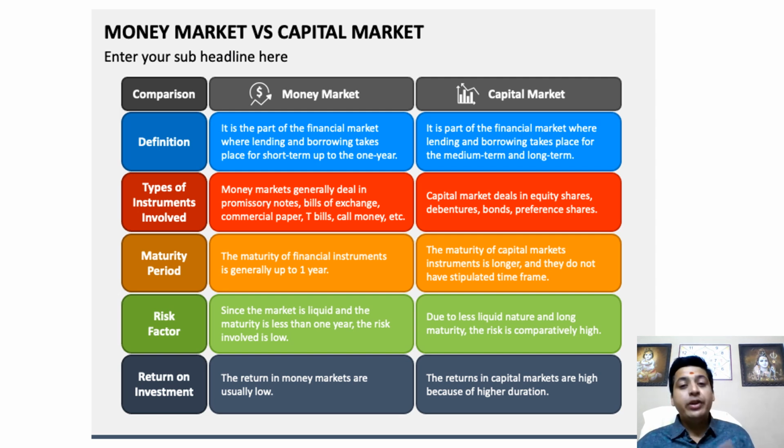Moving further, what is capital market? It is a part of the financial market where lending and borrowing take place for the medium and long term. So we have to compare medium and long term. How can we differentiate? Medium term is 1 to 3 years, and long term is more than 3 years, or 3 to 10, 3 to 5, 3 to 15. This all falls under long term. If you invest for medium term and long term, it falls under capital market. So this is the definition of the market.